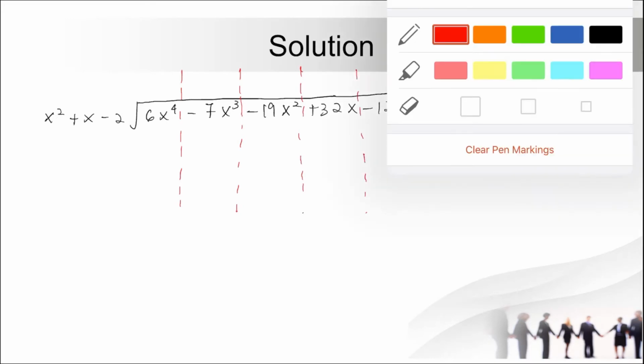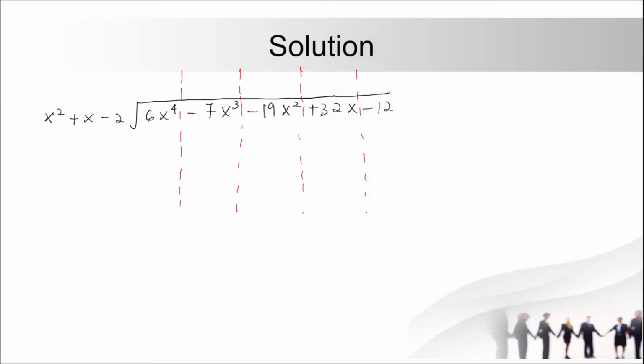So what is the factor of x squared to get x power 4? x squared times x squared. Okay, since we have 6 there, so 6x squared. x squared times 6x squared will give you 6x power 4 plus 6x cubed minus 12x squared.